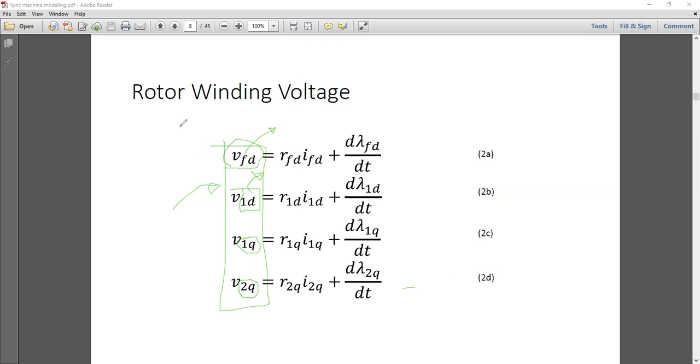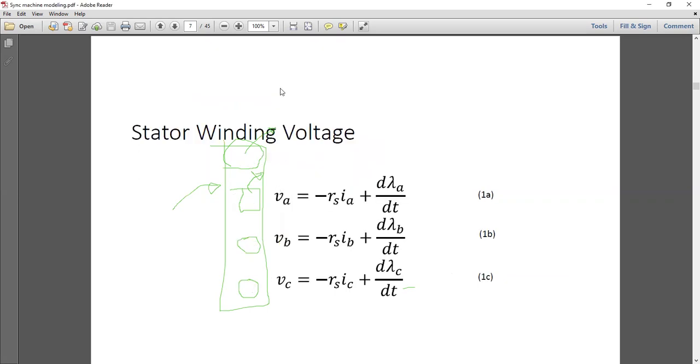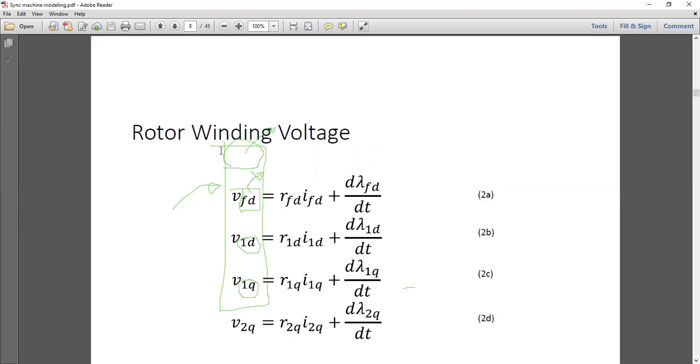While we are applying the transformation, we have to know which quantities we have to transform using the Parkes transformation. As I said, the stator winding voltages were in the ABC stationary reference frame. That's why we are required to apply the Parkes transformation on them. On the other hand, the rotor winding voltages are already along either the D axis or the Q axis. That means they are already along the rotating reference frame. So we don't have to bother about applying any sort of transformation on these 4 voltages. Okay.